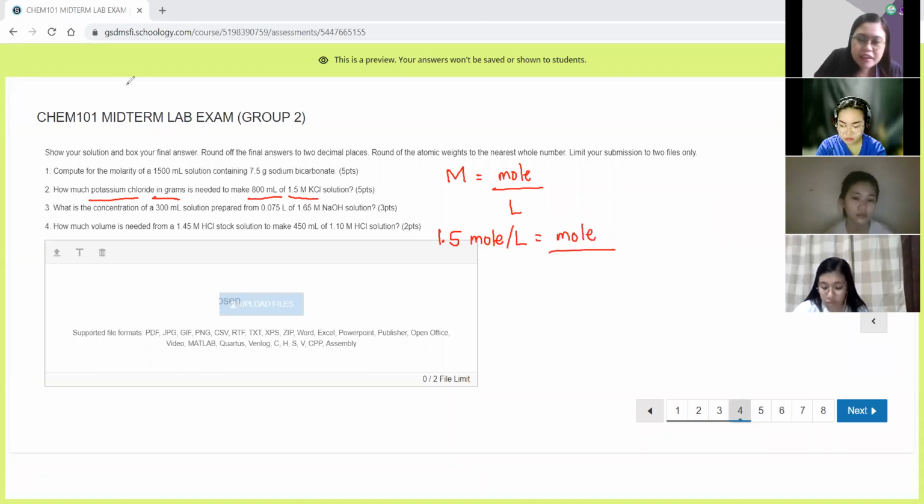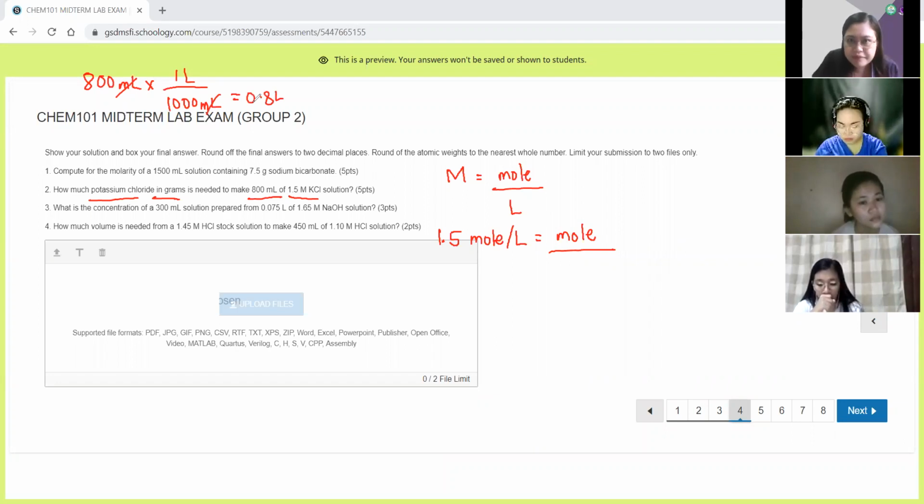This one, the 800 ml, should also be converted into liters, just like sa number 1. So this is 0.8 liters here. Lagay natin siya dito and then let's cross multiply. Baba natin si moles. This will become 1.5 moles per liter times the 0.8. So you will cancel the liters here, class. Ang maiiwan na unit is mole. So 1.5 times 0.8 is 1.2 moles.